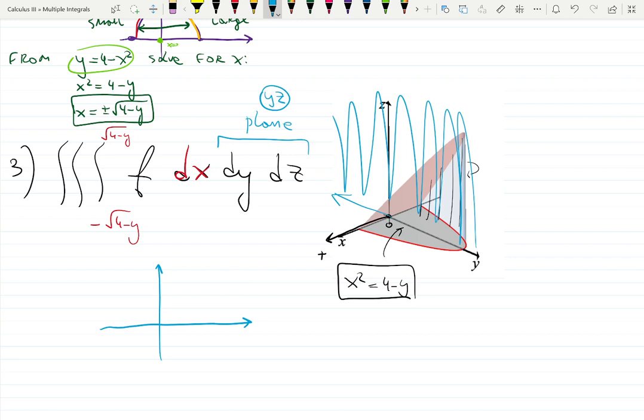Draw, and then let's keep z to go up, y to go to the right. Or you can do any other way. You can do y go up and z go to the right. In this case, let's choose y. Y is changing from a function to a function.